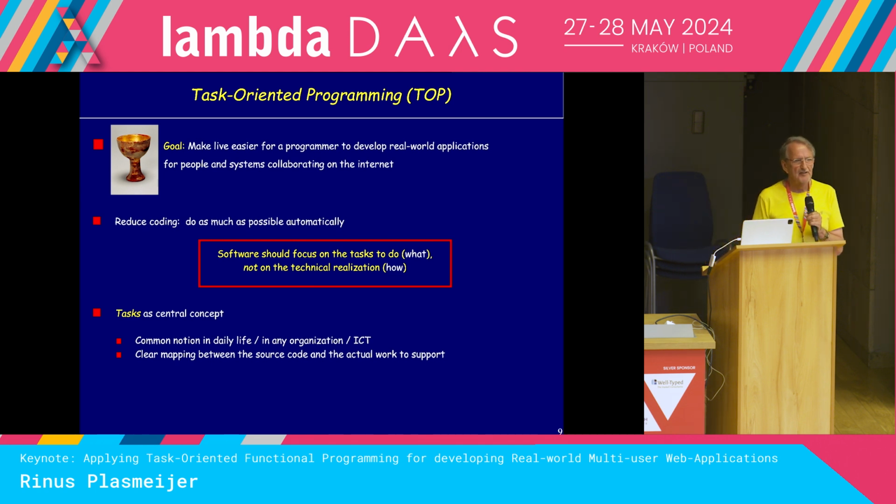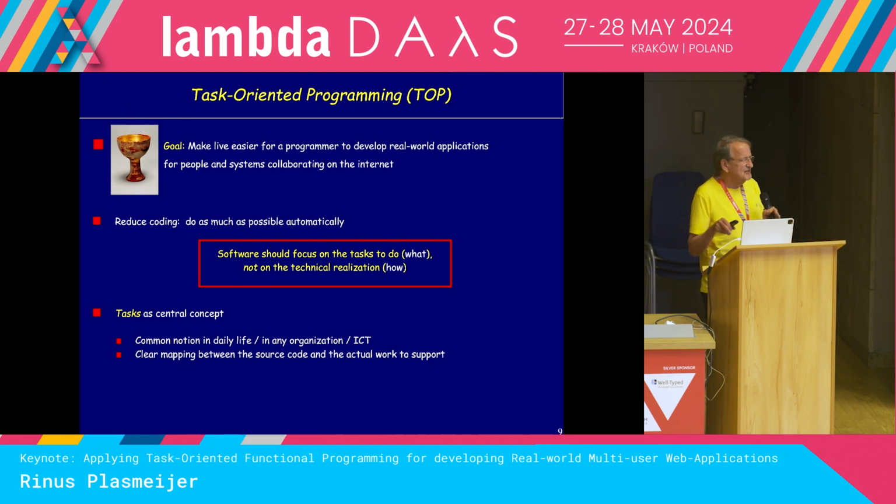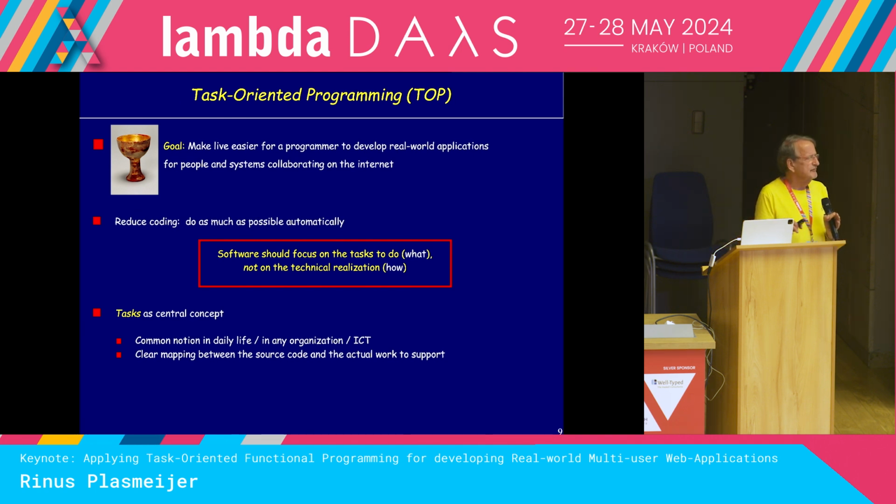Well, once we had this nice efficiency, and we can do all these things, we came to the idea that it would be nice, if you write applications, for instance for the browser, for multi-user applications where people work together on the internet, to have some kind of support for doing that. And so we came up with the idea of task-oriented programming, where you organize your functional program in such a way that you think about what the program has to do. You focus on the tasks people and machines have to do, and you try to describe this as accurately and as close as possible in your code, and generate as much as you can automatically, such that you can focus on what the program has to do, instead of how technically you can realize this.